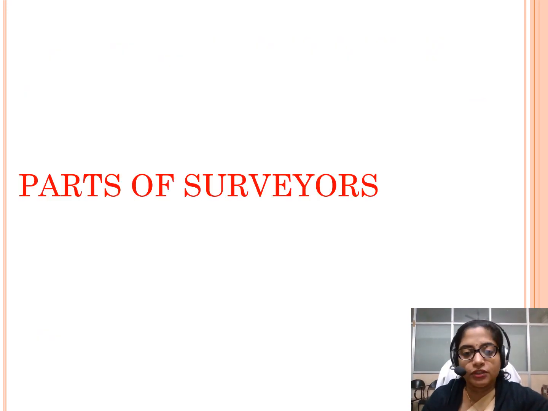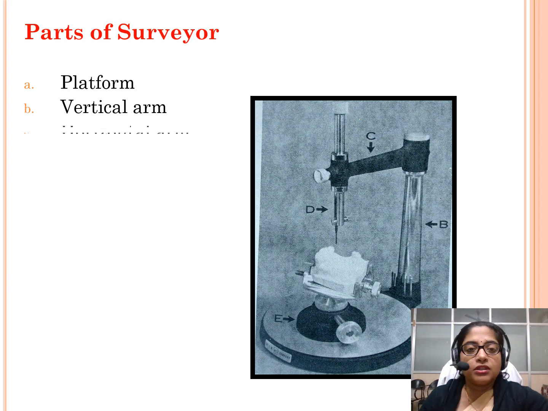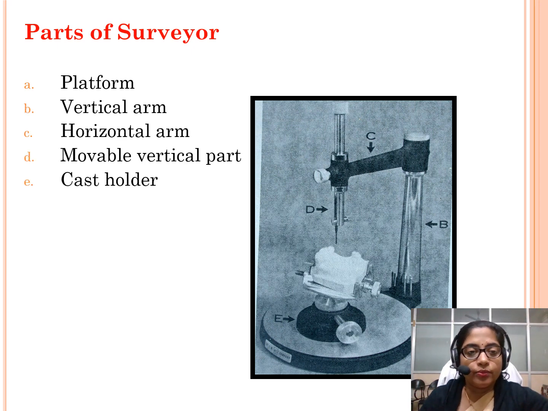What are the different parts of a surveyor? A surveyor essentially has the following components: a platform, a vertical arm, a horizontal arm, a movable vertical part, and a cast holder. All of you can see in this picture. A is the platform on which the cast is held. The vertical arm is B, C is the horizontal arm, D is the movable vertical part, and E is your cast holder. So these are the basic parts of any surveyor.